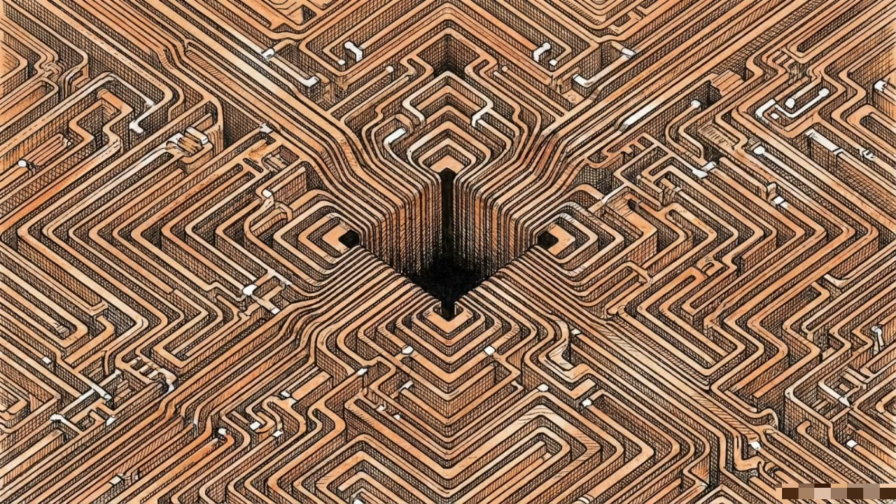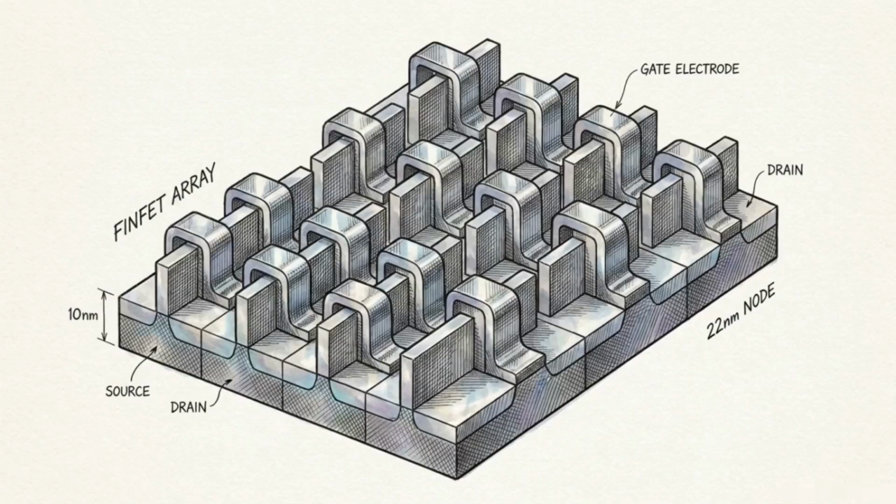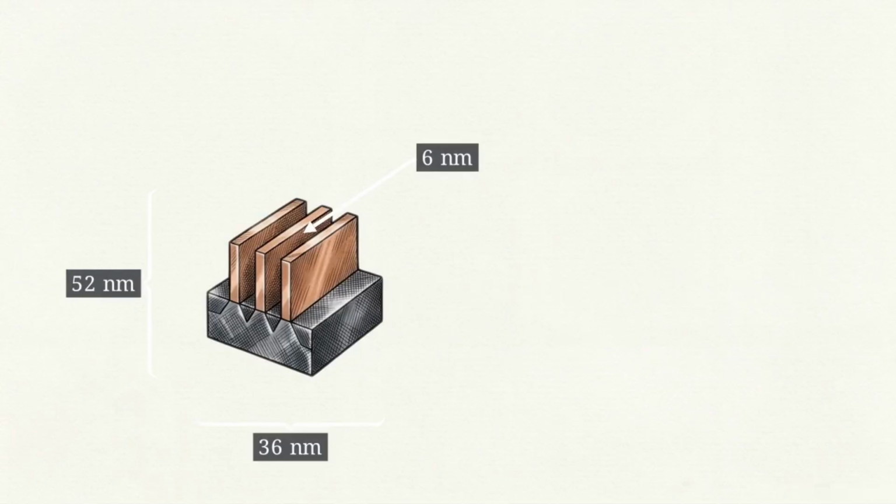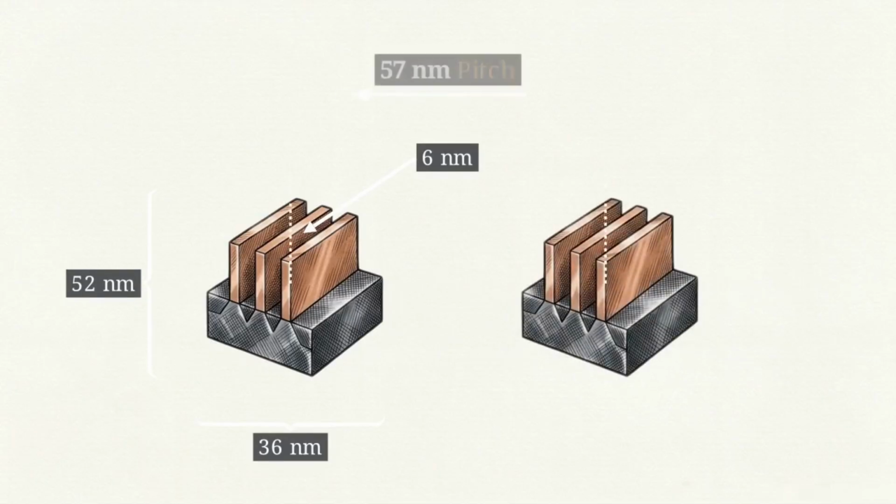Those 17 layers of copper exist for one reason: to route electrical signals down to the foundational layer resting at the absolute bottom of the structure, the logic gates. This diagram outlines a single FinFET transistor as a base of the chip. The channels here measure exactly 36 by 6 by 52 nanometers, with a pitch of just 57 nanometers between each transistor.